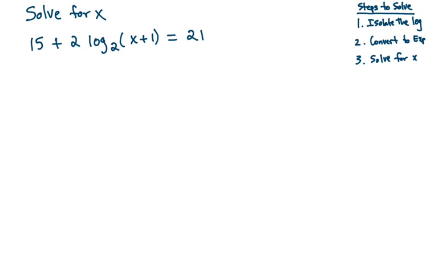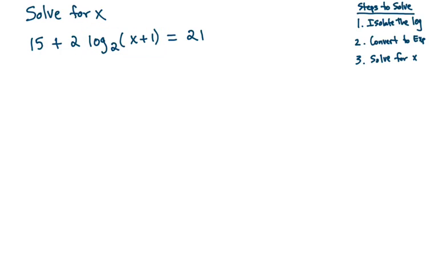In this next example, we have a couple extra steps. We have something inside the log, an x plus 1. We'll deal with that at the end, but we also have a 15 plus 2 on the outside. So we want to get rid of that stuff first. We want to isolate the log by itself. So I'm trying to get this log part all by itself first. So I've got to get rid of the 15, and I have to get rid of the 2.